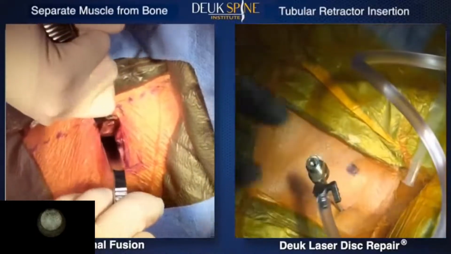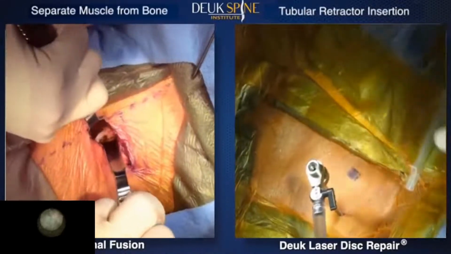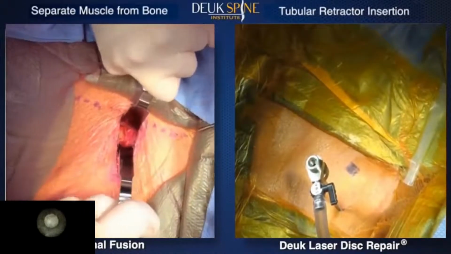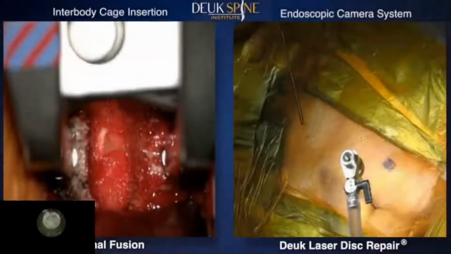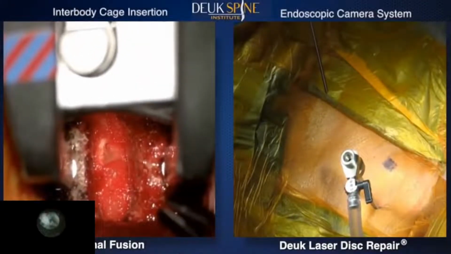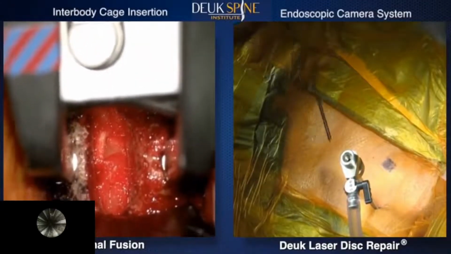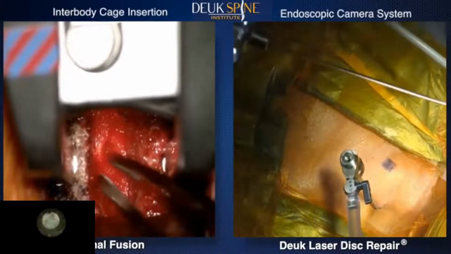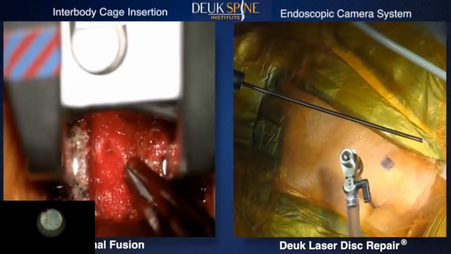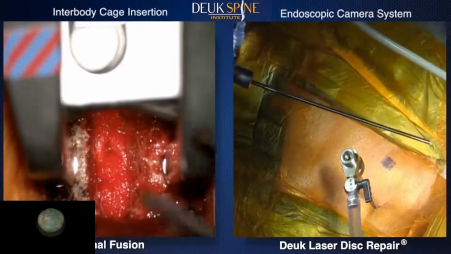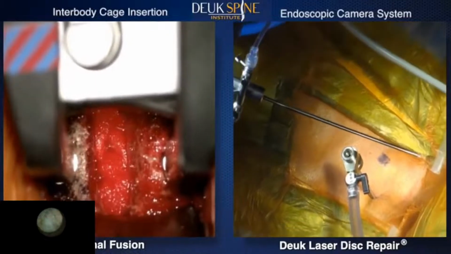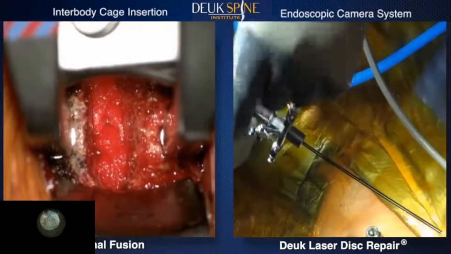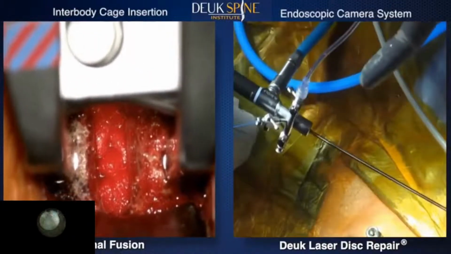To access the spine, the spinal fusion requires the muscle to be separated from the vertebrae. This very invasive action causes trauma and permanent damage to the muscles. Whereas in the endoscopic Deuk laser disc repair, the muscle is not damaged. The endoscope camera is inserted into the tubular retractor to allow the surgeon to guide the laser inside each symptomatic disc. The fiber optic laser used in the Deuk laser disc repair is manipulated with great accuracy to remove only painful inflammatory tissue from the disc.